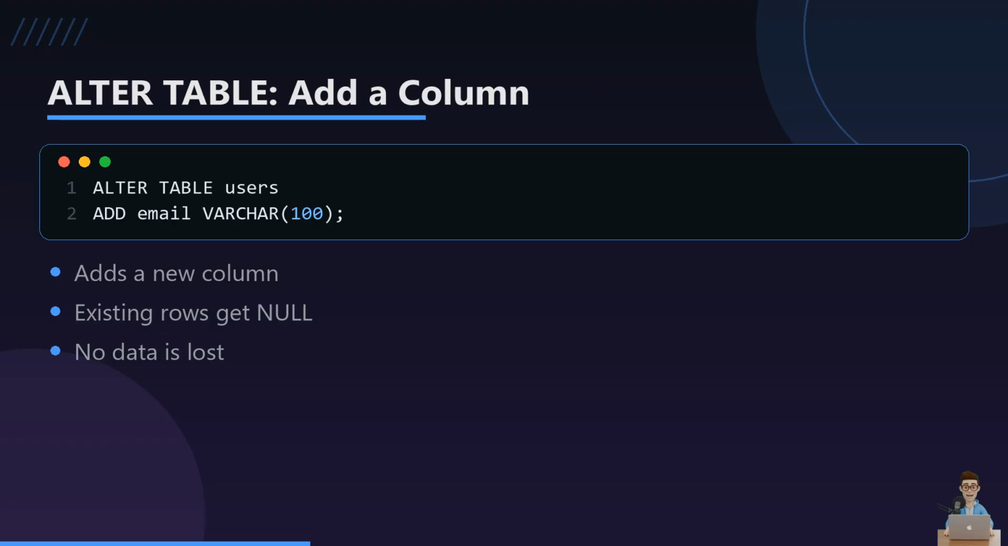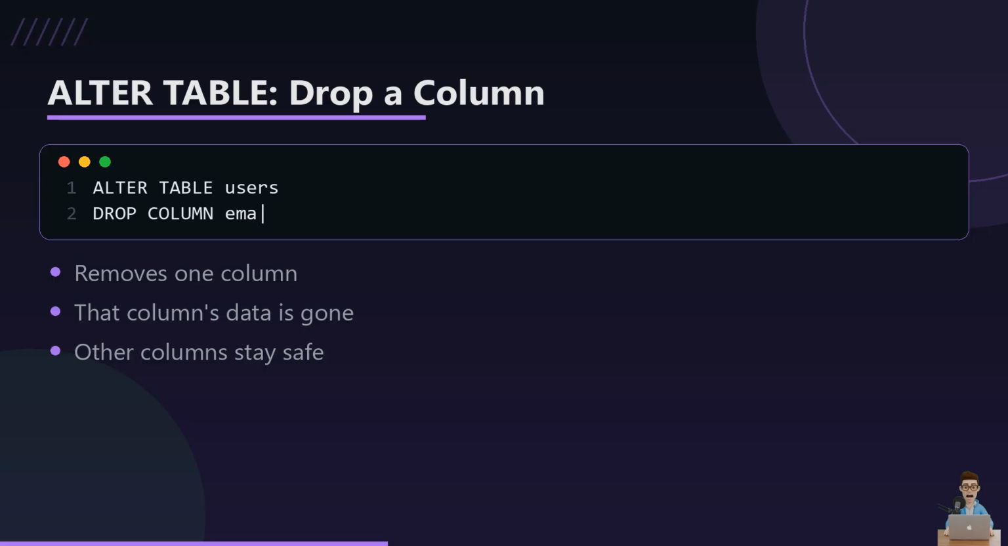Here's the everyday version. You add a new label slot to every record at once. Say your users table has 100 rows and no email column. Run this, and all 100 rows instantly get an email column filled with NULL until you enter values. Notice what happens. Nothing you already stored disappears. The reverse is just as easy.